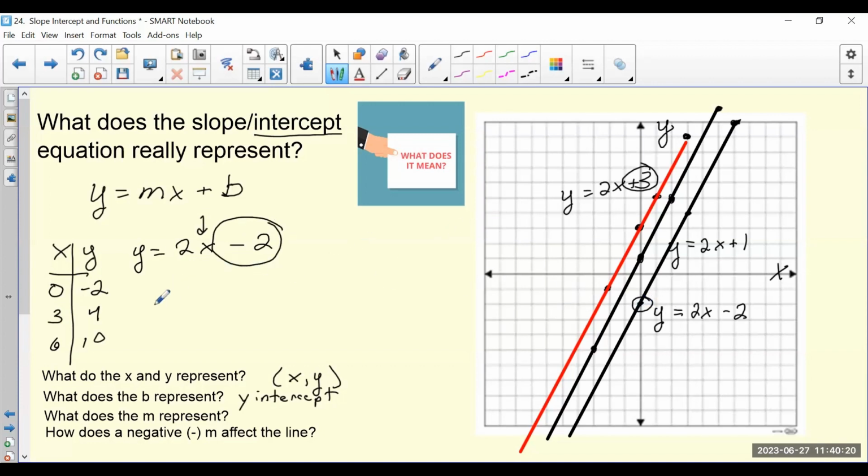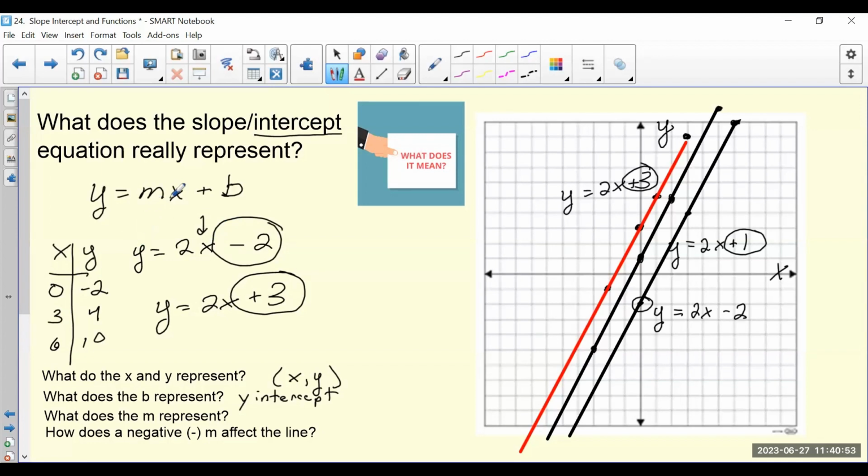We could look at one of our other ones, y equals 2x plus 3, and we know that that line is going to cross at positive 1, 2, 3. And we could have looked at this one right here, y equals 2x plus 1, and know that it's going to cross at 0, 1. So the b is the intercept. The x is the x coordinate. The y is the y coordinate.